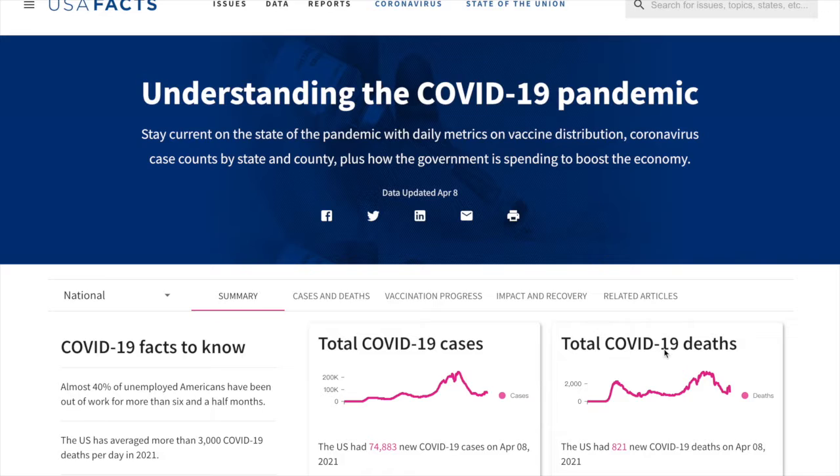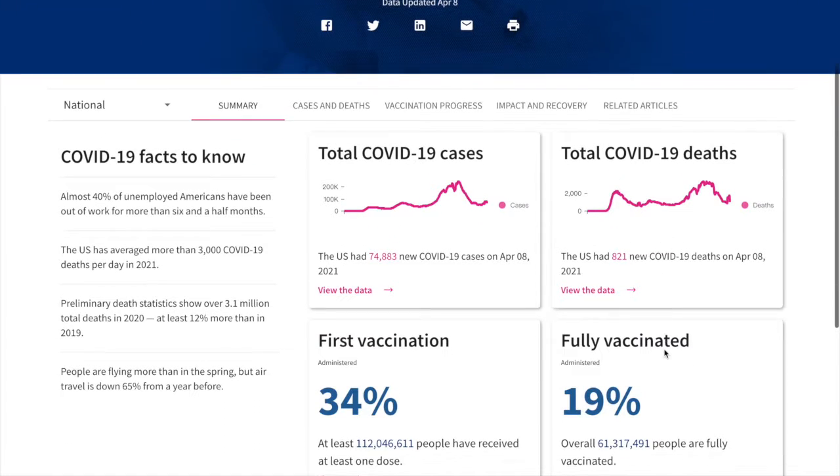Today I'm going to introduce a website from USA Facts. This website provides information about cases and deaths caused by COVID, as well as the vaccination progress of each state, and the impact related to COVID. On the summary page, there are 4 boxes.